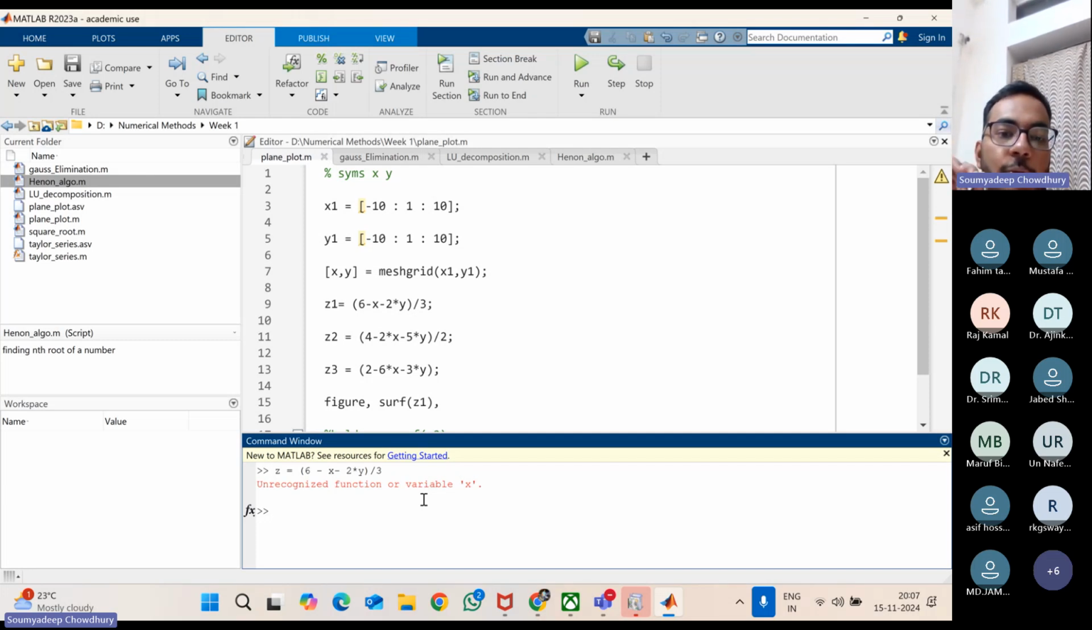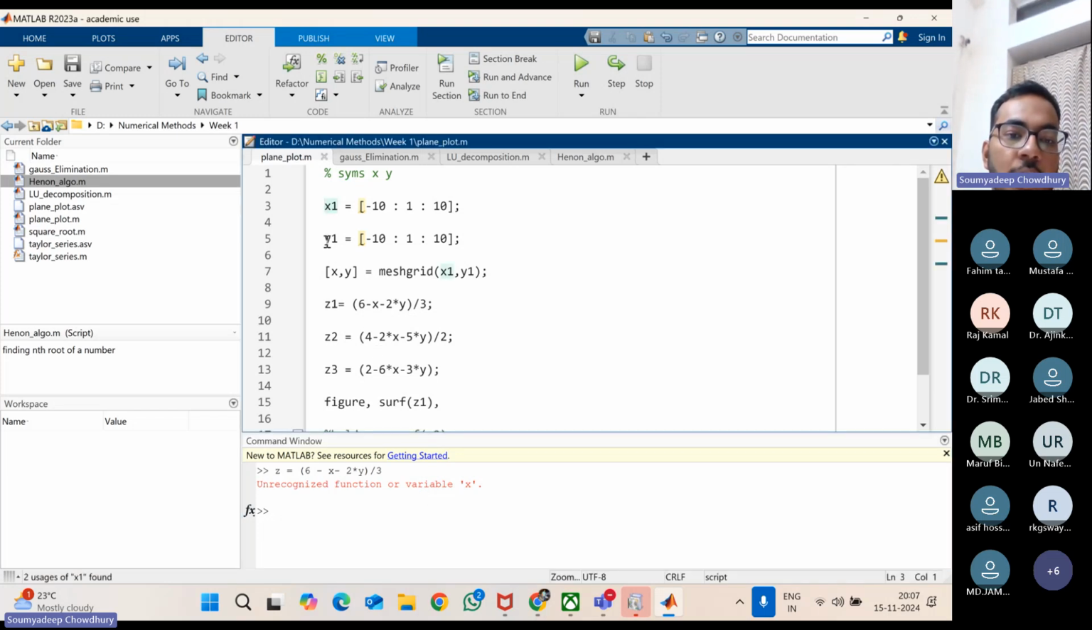So what you have to do, in lines 3 and 4, is select a range of x, that is, I want my x between minus 10 and 10, and this middle 1 means x will be an array from minus 10 to 10 with an increment of 1. Y similarly I am choosing as minus 10 to 10 with an increment of 1. And what the meshgrid command does is create a mesh.